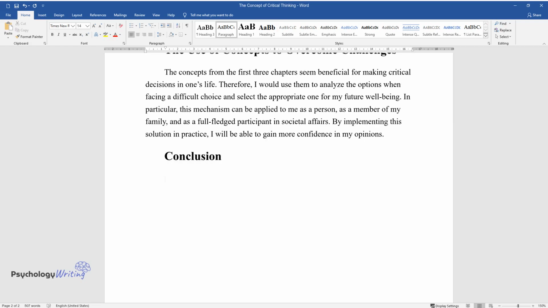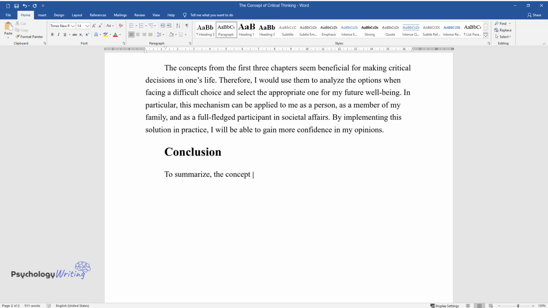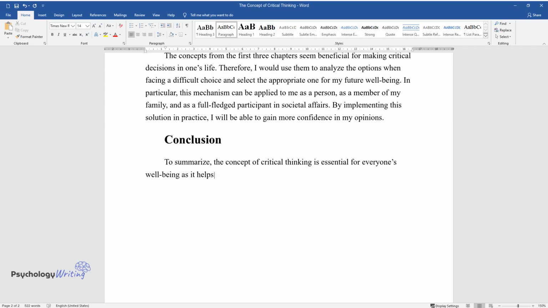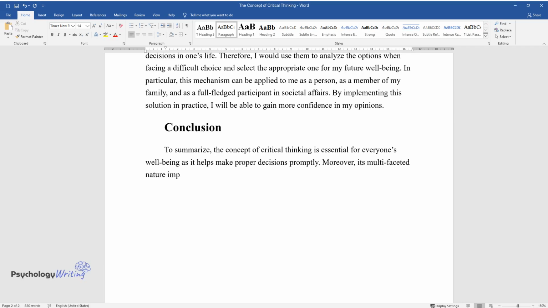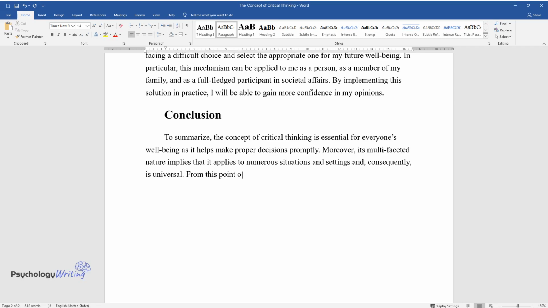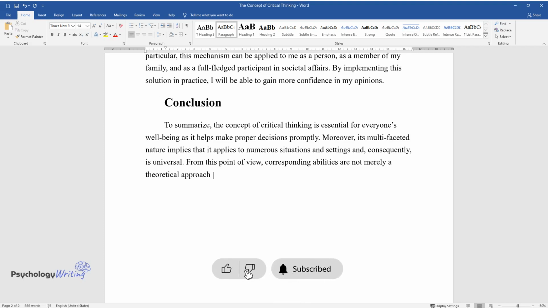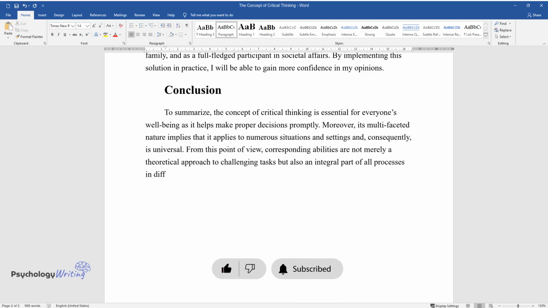Conclusion. To summarize, the concept of critical thinking is essential for everyone's well-being as it helps make proper decisions promptly. Moreover, its multifaceted nature implies that it applies to numerous situations and settings and, consequently, is universal. From this point of view, corresponding abilities are not merely a theoretical approach to challenging tasks but also an integral part of all processes in different spheres.